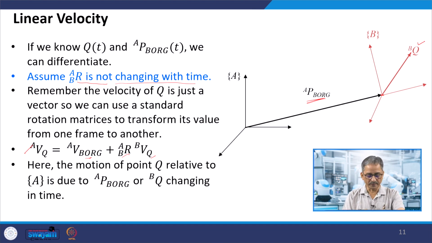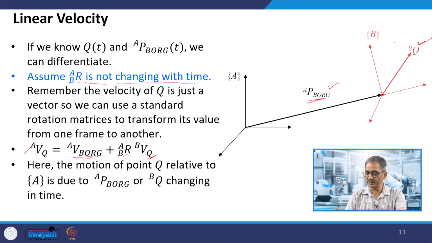So, this way we can get the case when this is changing with time, but the orientation is not changing. The velocity of Q with respect to A will be the velocity of B origin with respect to A, that is the velocity of this one, plus the velocity of this one, Q with respect to B.